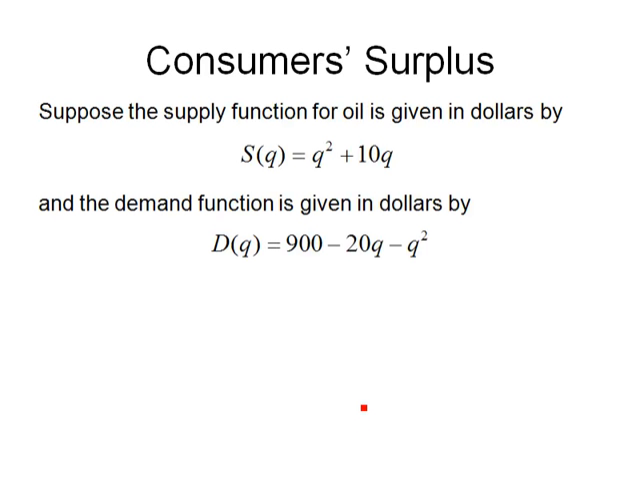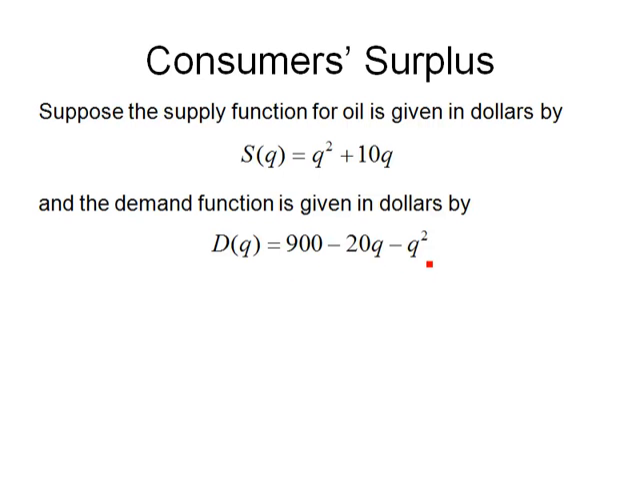Now, where we use this in this class is to find something called the consumer surplus. Suppose the supply function for oil is given in dollars by S of Q equals Q squared plus 10Q. So if I put in a quantity here, this tells me the price at which manufacturers are willing to supply the oil. The demand function is given in dollars by D of Q equals 900 minus 20Q minus Q squared.